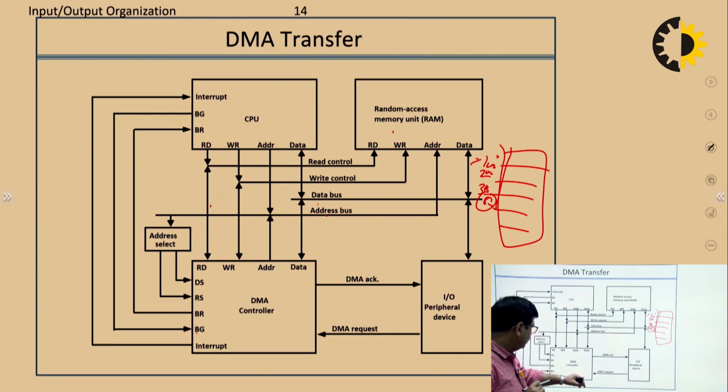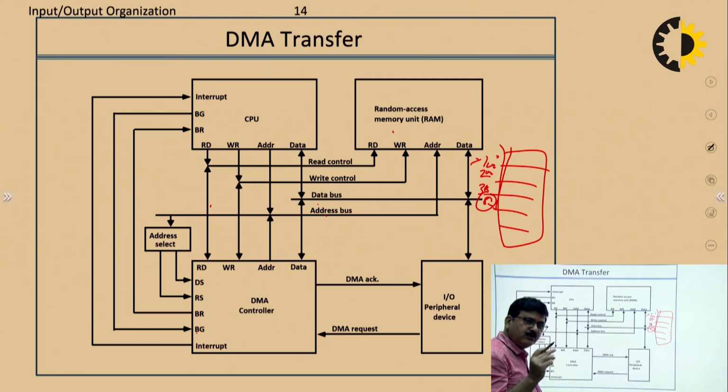Now the DMA sends the data to the memory or reads the data from the memory, whichever the operation is. So this is actually how it works.